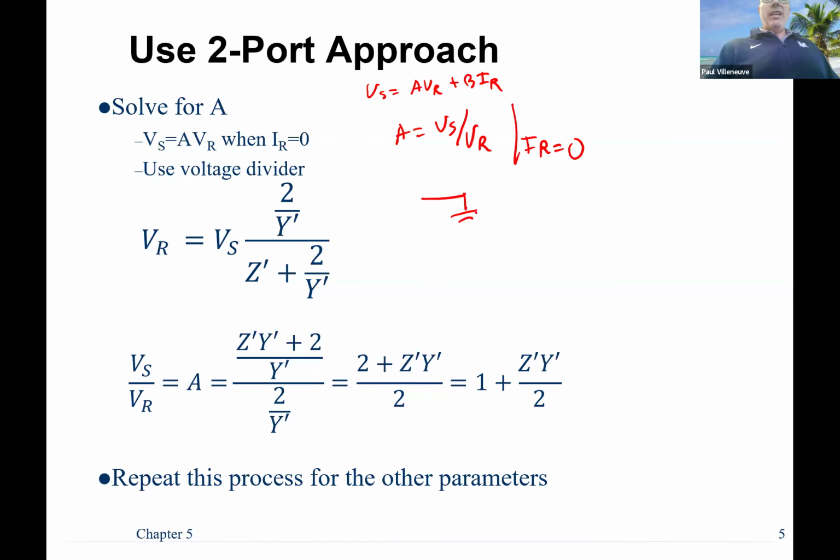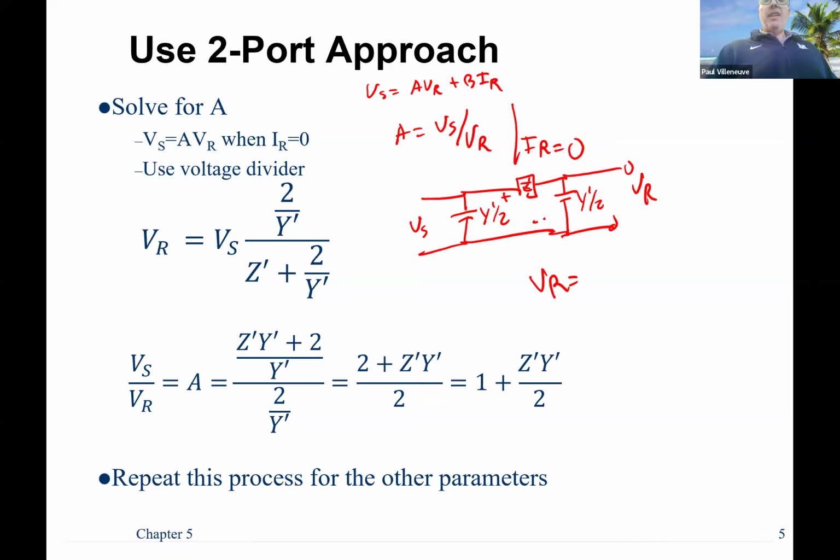So what I end up with, Z prime, I should say VS, Y prime over 2, and that is VR. Can I use voltage divider? Because VS is also seen across those elements, which are in series with each other. So VR is it Y prime over 2?